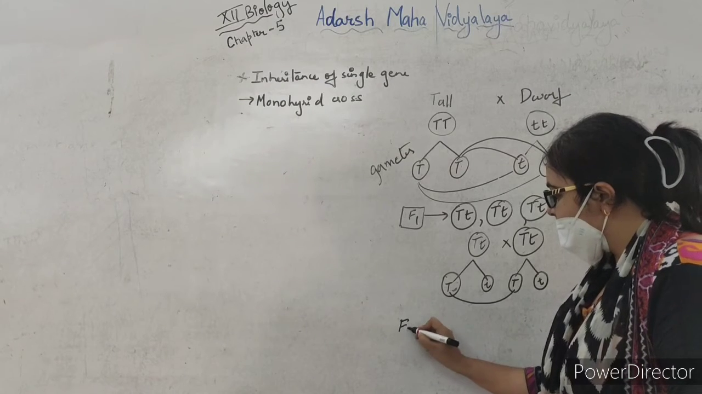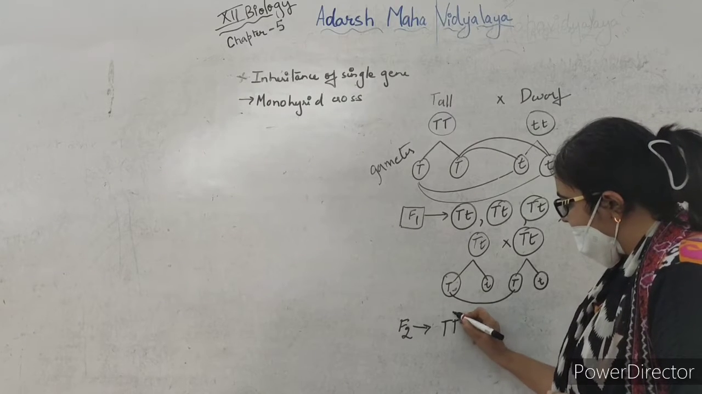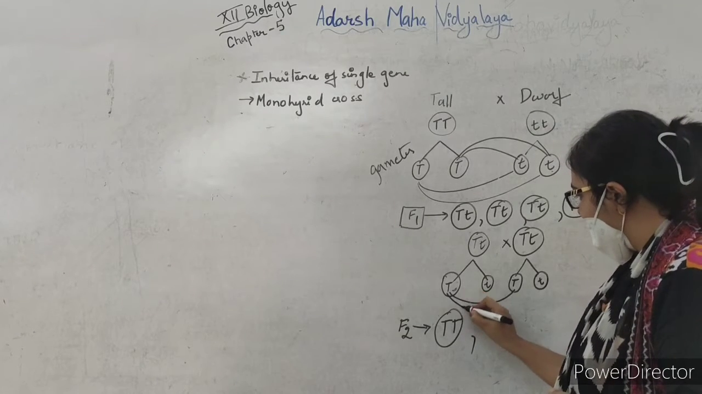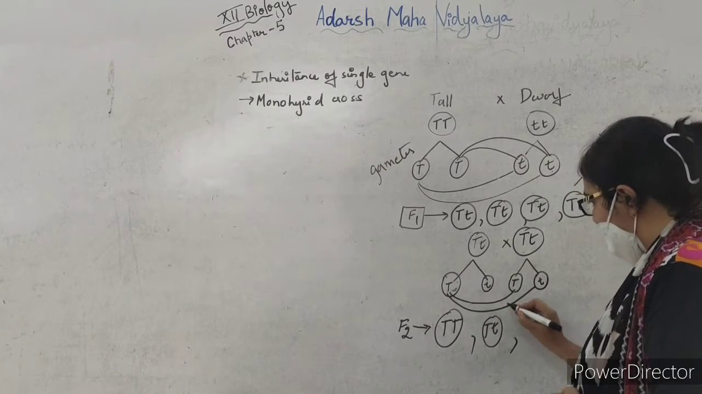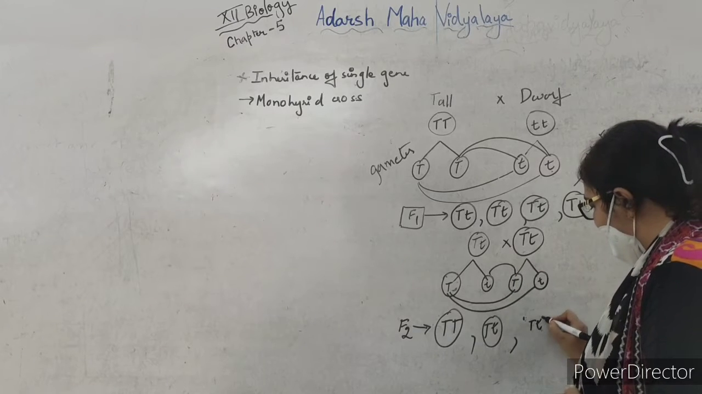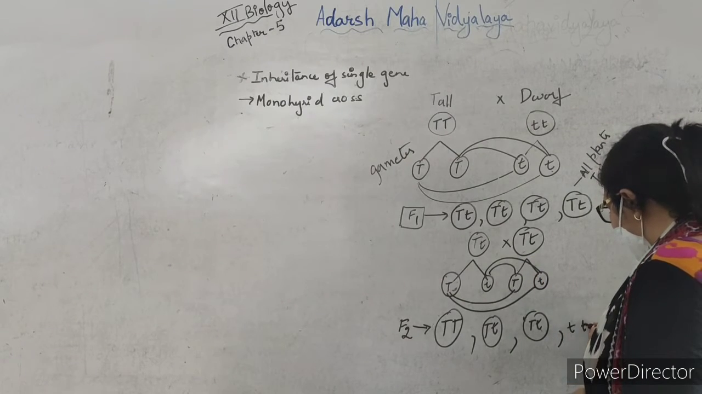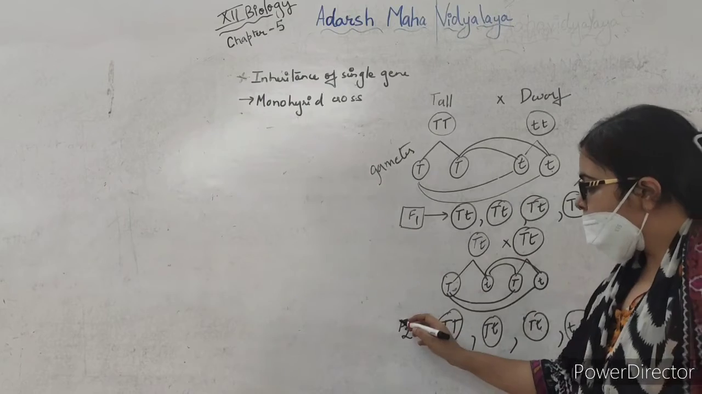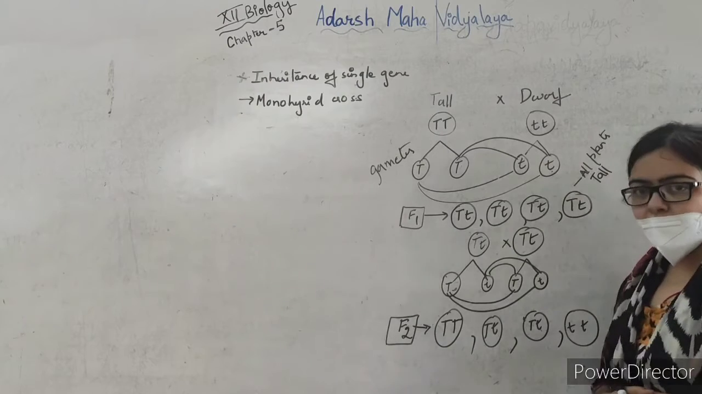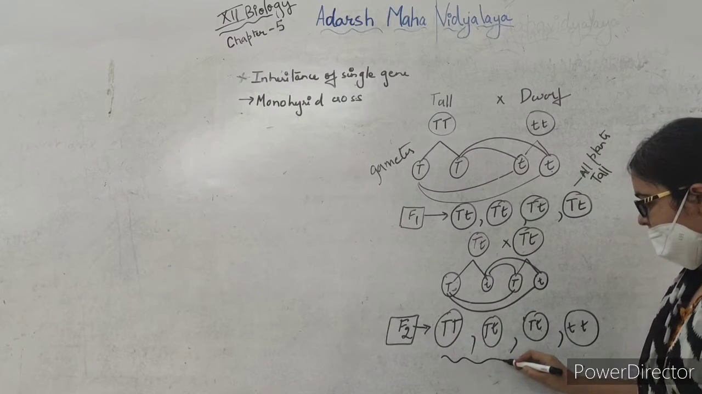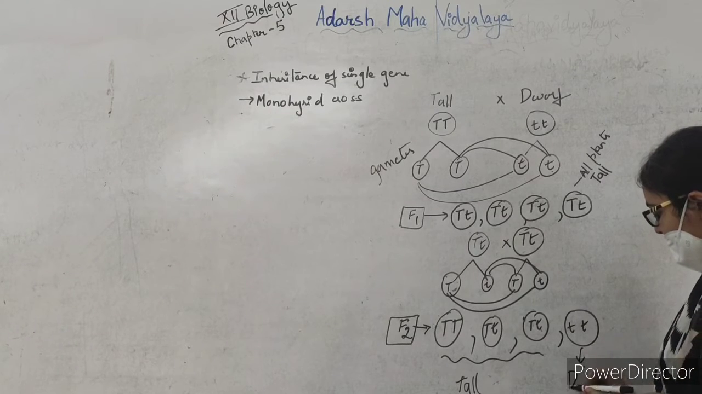So the F2 generation which we got will have this capital T, capital T. The second plant will be capital T and small t. The third plant will be capital T and small t, and the fourth one will be small t and small t. Okay, so what he observed in the F2 generation was that 3 plants he got were tall and 1 plant he got was dwarf.